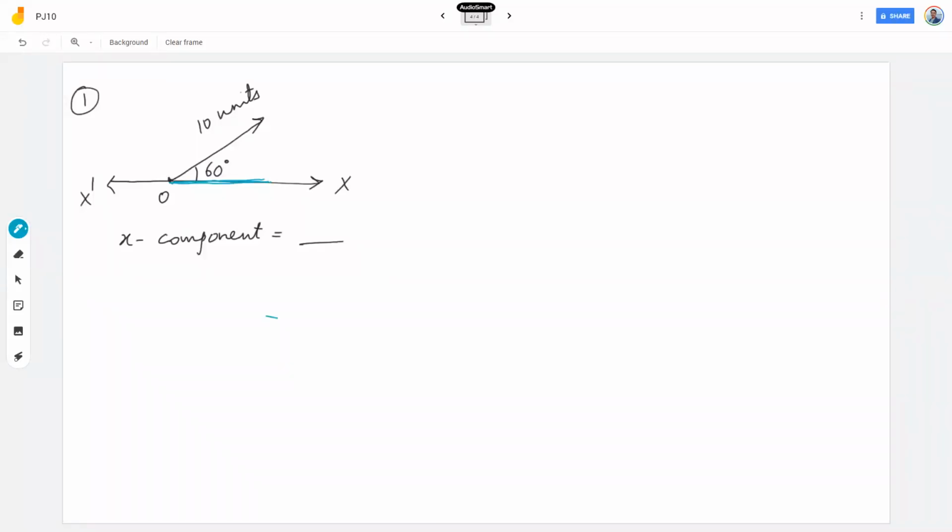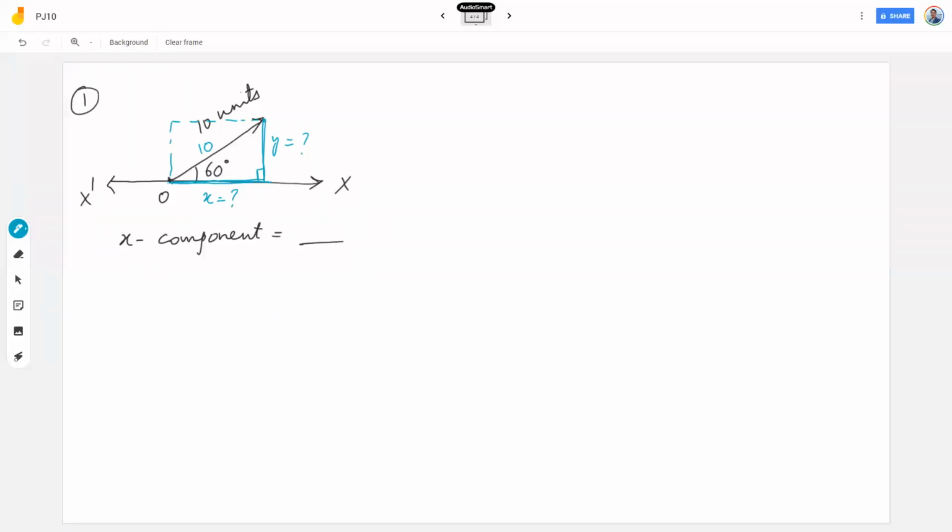So this is one side. If this is the diagonal, then this must be the other side, perpendicularly. So this is the complete rectangle, of course. Now you know this is 10, this is 60 degrees. Then you are supposed to find this component. This is the x component. You can call this the y component because it is perpendicular to x. What will be the answer?